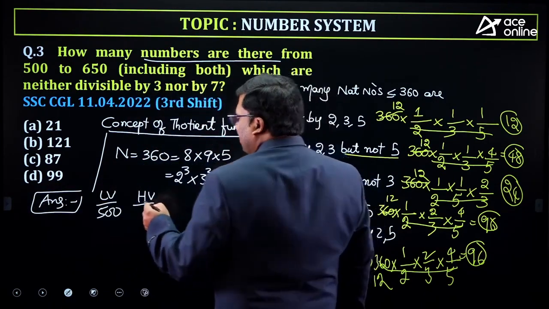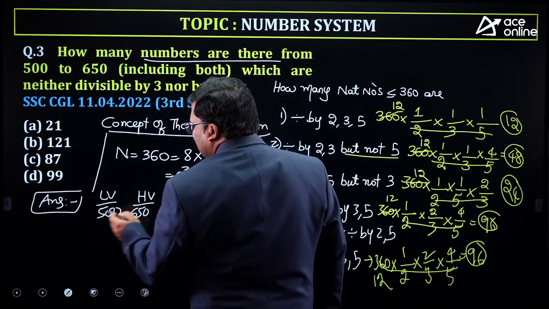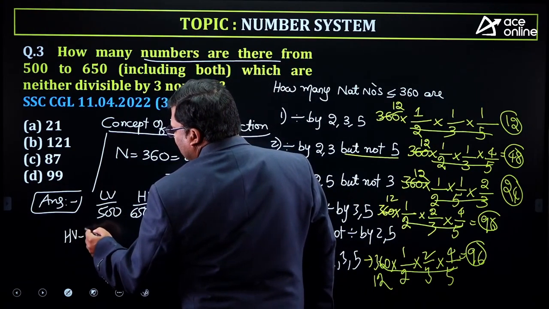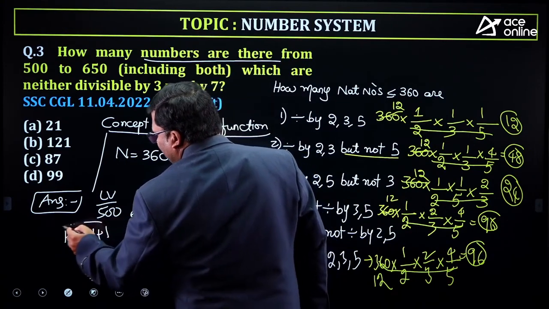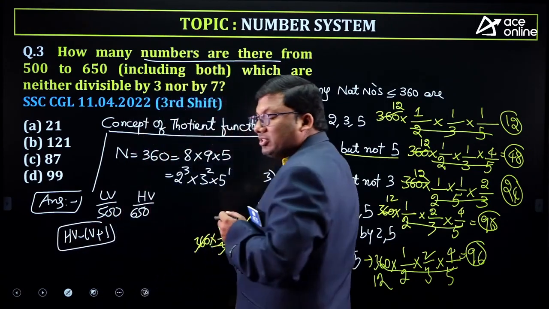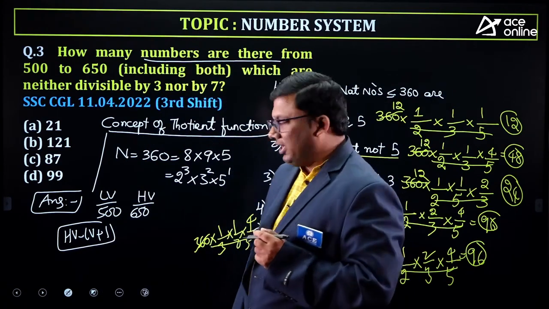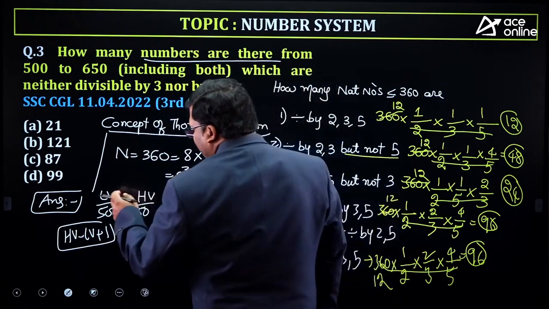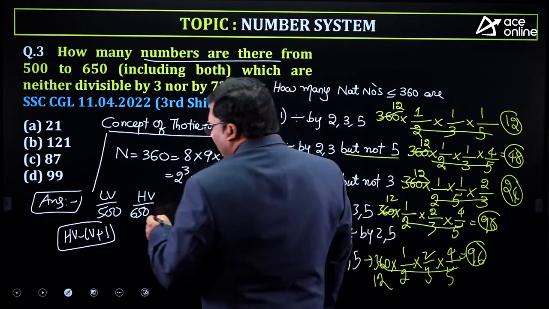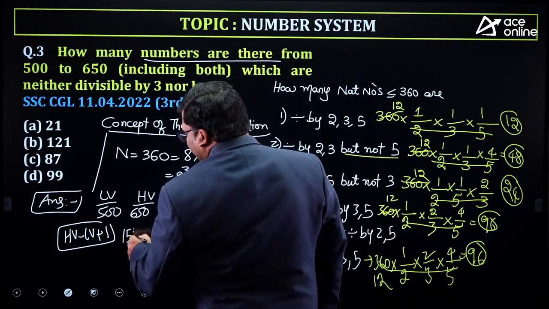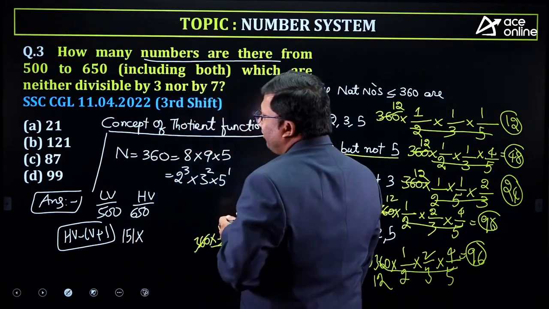Total number of numbers from lowest to highest is given by highest value minus lowest value plus 1. 650 minus 500 is 150, plus 1 is 151. Total numbers are 151.